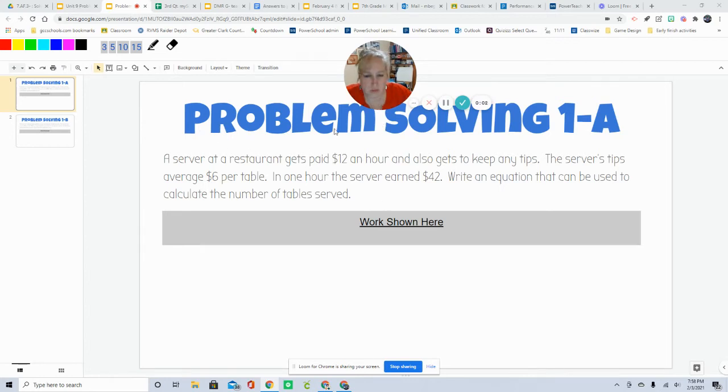Okay, today we are going to do problem solving 1A. This is going to lead into showing you how equations and inequalities kind of relate to one another. So the first thing that we need to do is read the problem.